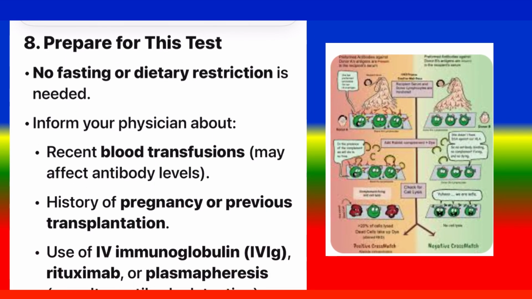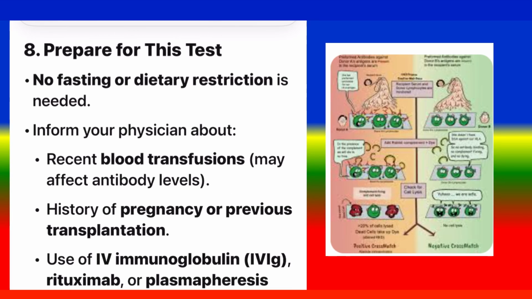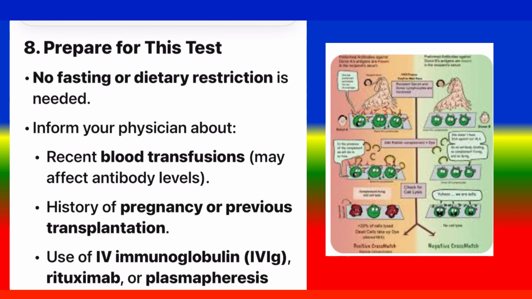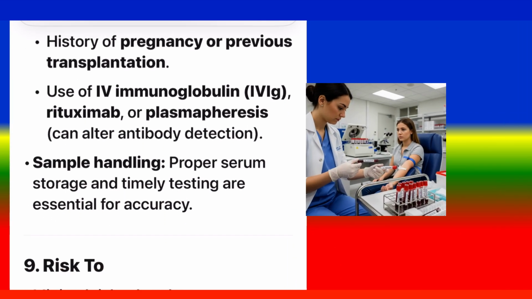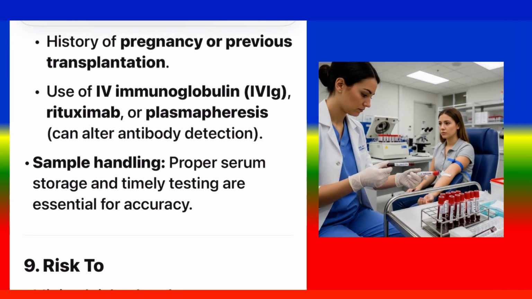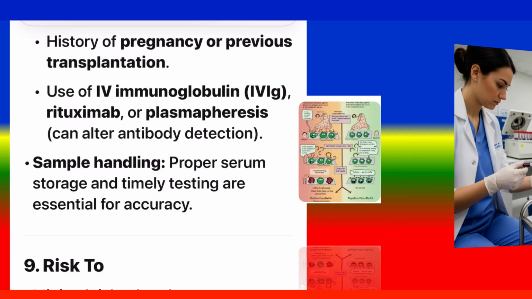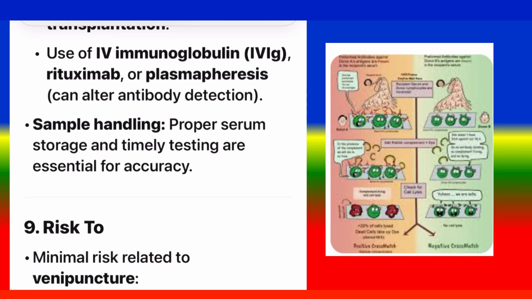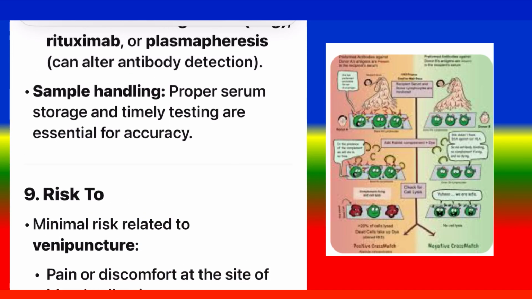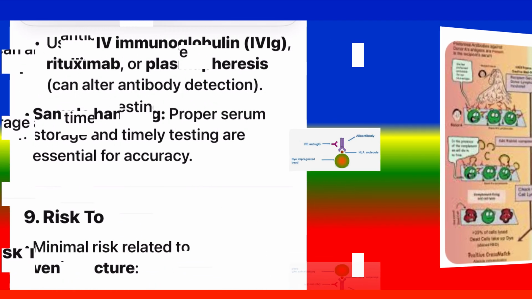No fasting or dietary restriction is needed. Inform your physician about recent blood transfusions, which may affect antibody levels, history of pregnancy or previous transplantation, and use of IV immunoglobulin, IVIG, rituximab, or plasmapheresis, which can alter antibody detection. Sample handling: proper serum storage and timely testing are essential for accuracy.